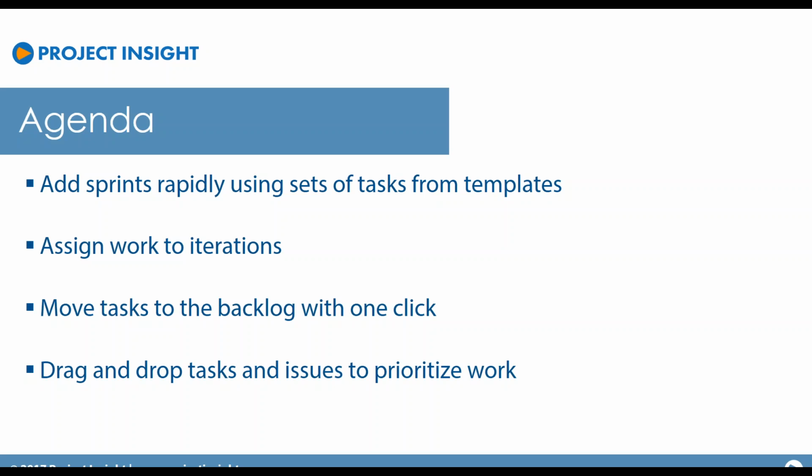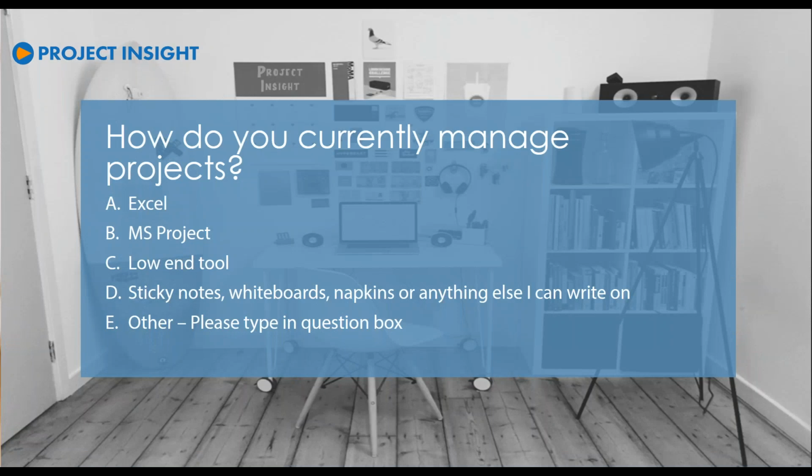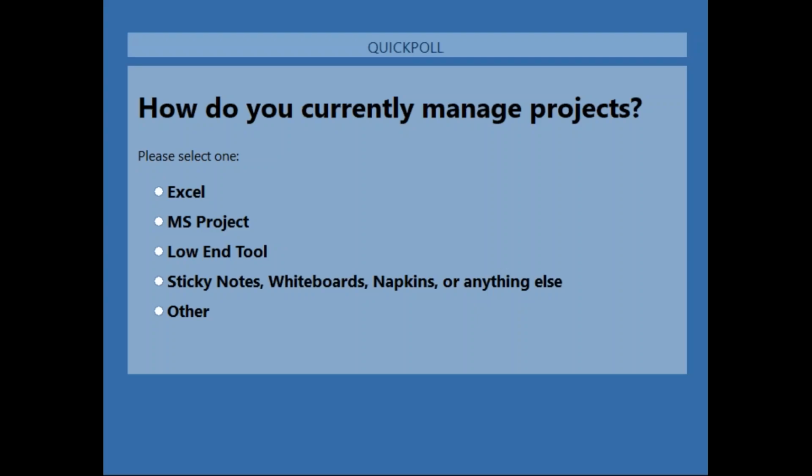So before we get started, we're going to go ahead and take a quick poll of how you're currently managing your projects. So go ahead and choose Excel, MS Project. If you're using a low-end tool, go ahead and select that. If you're using sticky notes, whiteboards, napkins, or anything else, go ahead and let us know. Or if you're using anything else to manage your projects, go ahead and type it into the questions box.